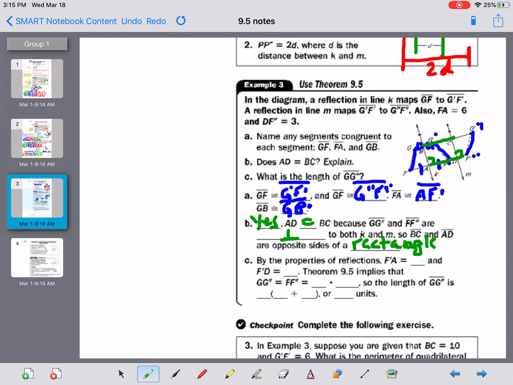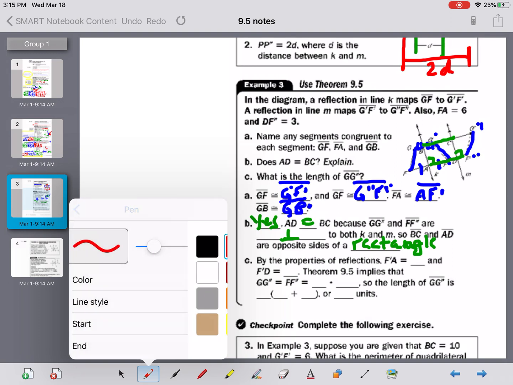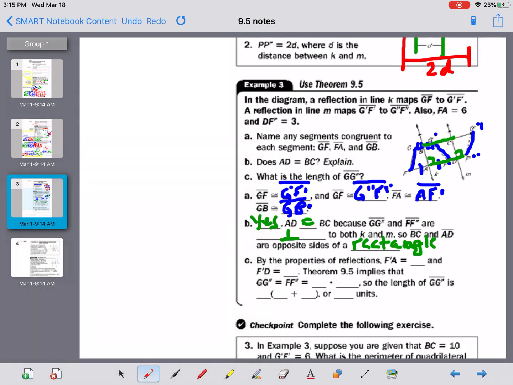All right, we're moving on to C here. It says, what is the length of G to G double prime? So I'm starting all the way here and moving all the way to here. Some of the things we didn't write down yet: up above it said FA was 6 and D to F double prime up here was 3. Using our rule from earlier, if this is 6 here, inside from A to F prime also has to be 6 because they're equal distance apart. And if D to F double prime is 3, also inside, we should get a 3 in here.